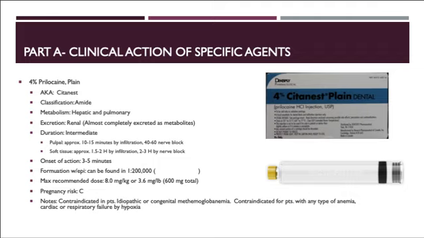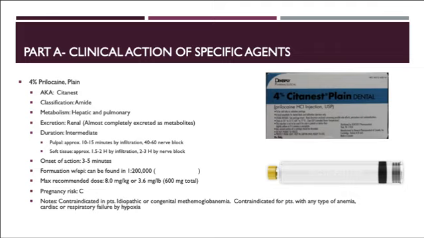The duration of action is intermediate, so the pulpal duration of action is approximately 10 to 15 minutes, 40 to 60 minutes with a nerve block. Soft tissue is approximately 1.5 to 2 hours by infiltration and about 2 to 3 hours by nerve block. The onset of action usually takes about 3 to 5 minutes along with the other ones. The formulation with epinephrine can be found in a 1 to 200,000, and this is actually a black banded local anesthetic. So if you see it down in the clinic, it will actually have a black band on it.